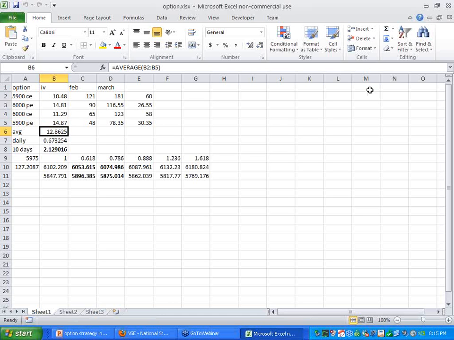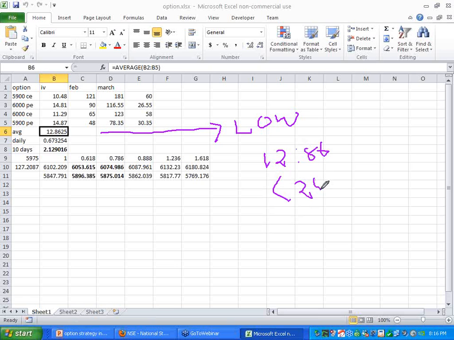This average implied volatility says 12.86, which says the Nifty is in a low volatile band. 12.86 is a pure low volatile band, because we have a protocol that less than 25, we will be considering as a low volatile band.